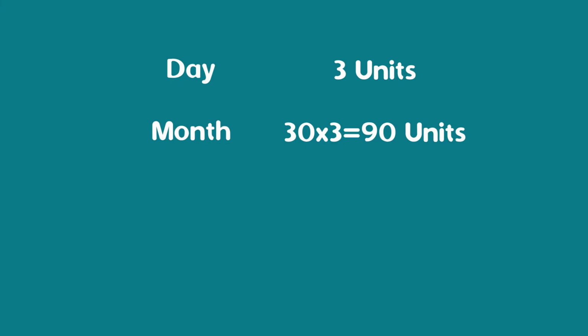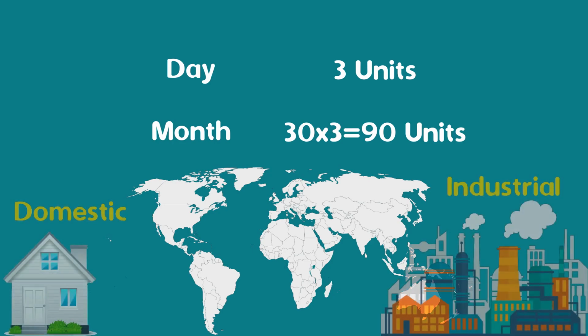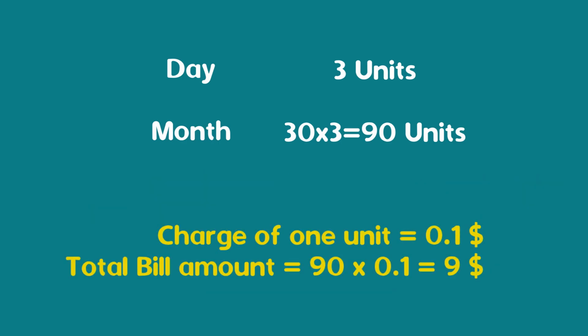If we assume that the month has 30 days, then in a month, for your house, energy consumption will be 90 units. The price of 1 unit of energy varies from country to country and state to state. It also varies based on the type of consumer, whether it is domestic or industrial. Let's assume that the charge of a unit of electricity consumption is 10 cents, then for a month, the total electricity bill amount will be $9.